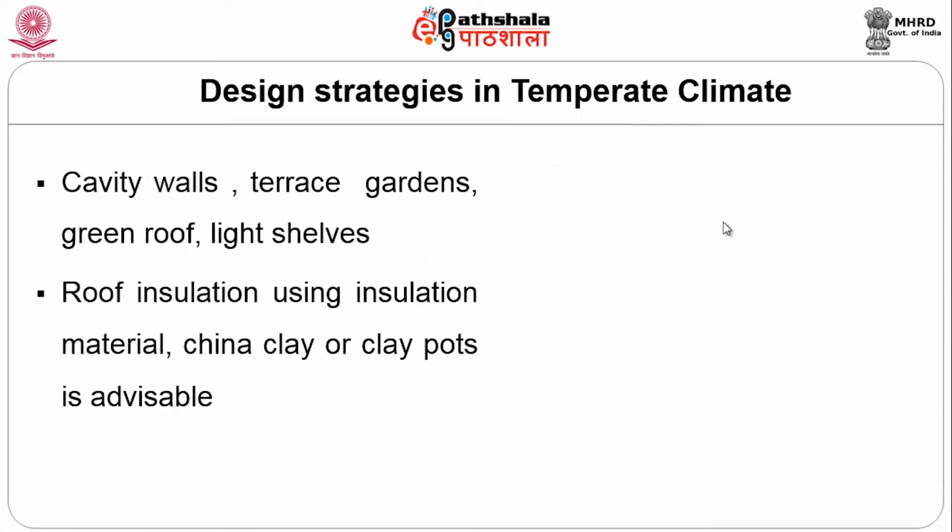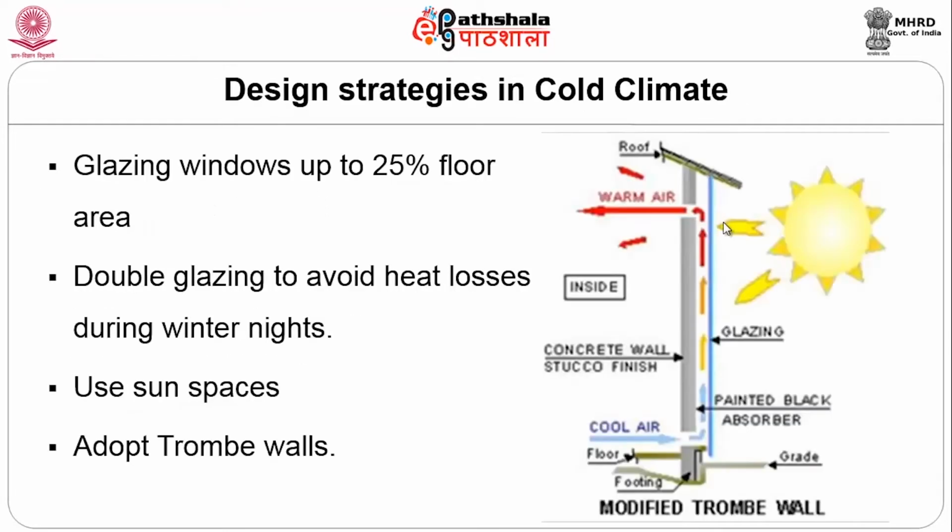Design strategies in temperate climate. You need to have cavity walls, terrace gardens, green roofs and light shelves. Roof insulation using insulation materials like china clay or clay pots is advisable. Moving on to design strategies in cold climates: glazing windows up to 25% of floor area.